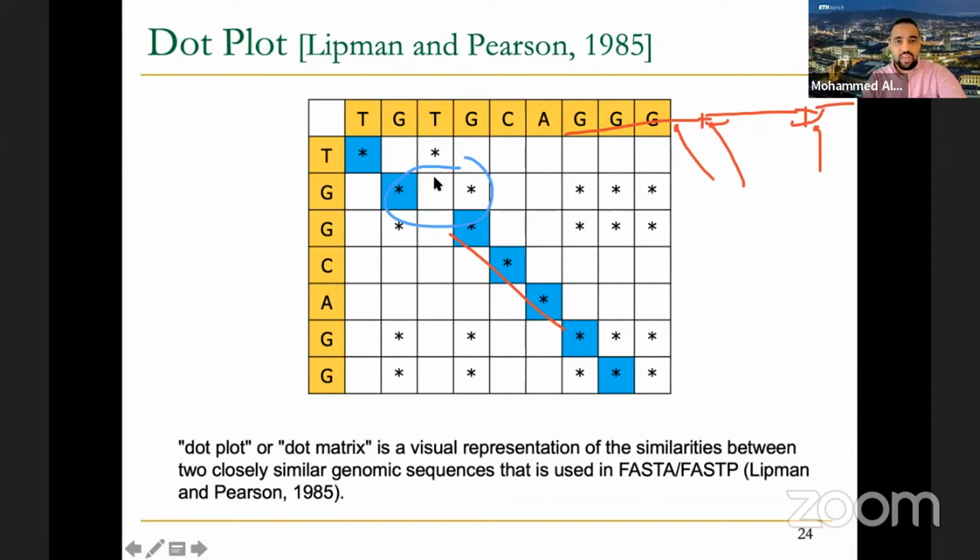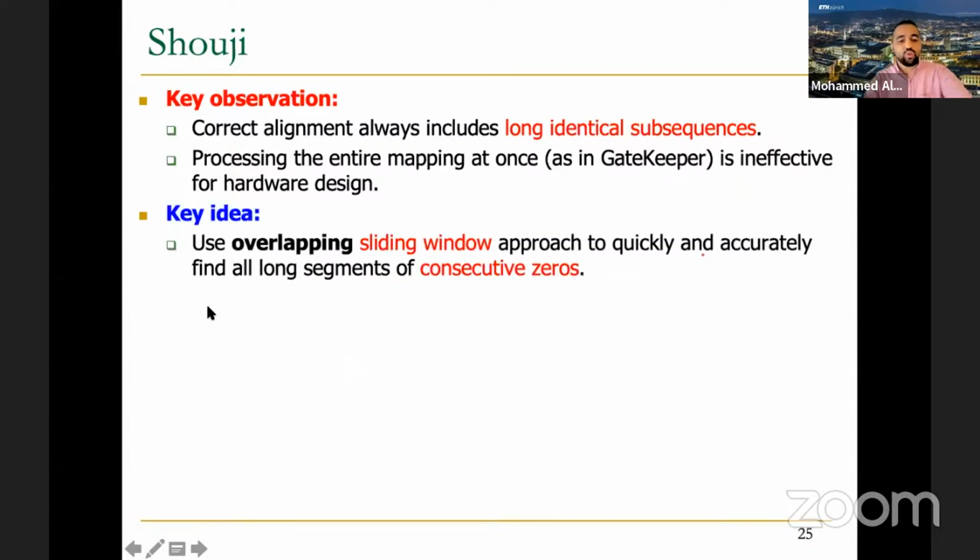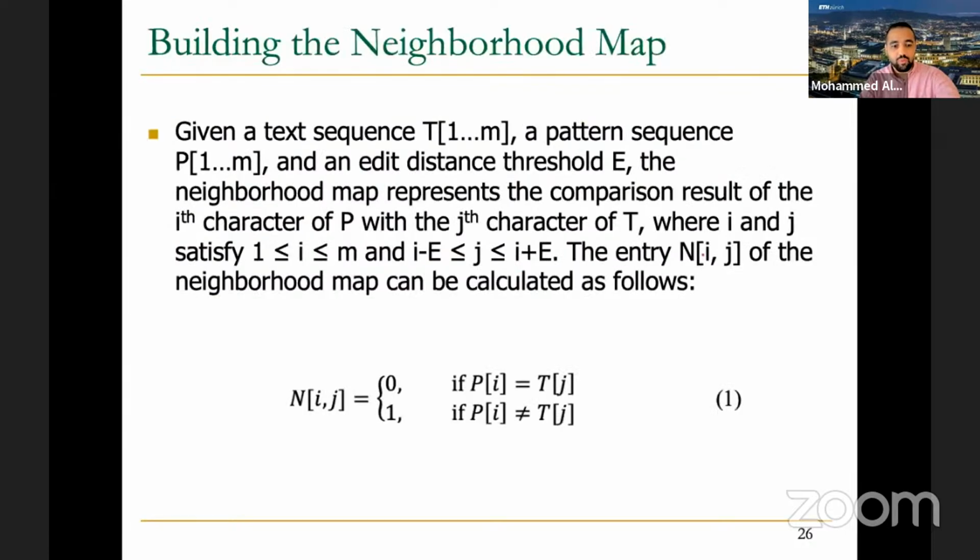We try to have a sliding window going over these diagonals. And whenever we see a switch from one mask to another mask, we say there is some edit operation happening there. Then we count only the ones happening between the two segments, rather than counting the number of zeros there. Hopefully the idea is clear. So now let's move to the next slide, where we have the key idea. Use an overlapping sliding window approach to quickly and accurately find all long segments of consecutive zeros.